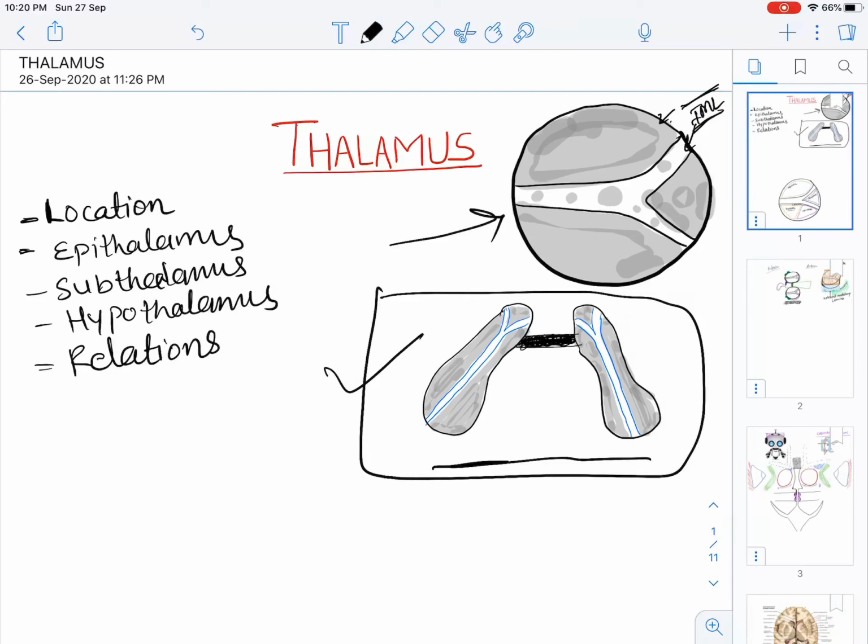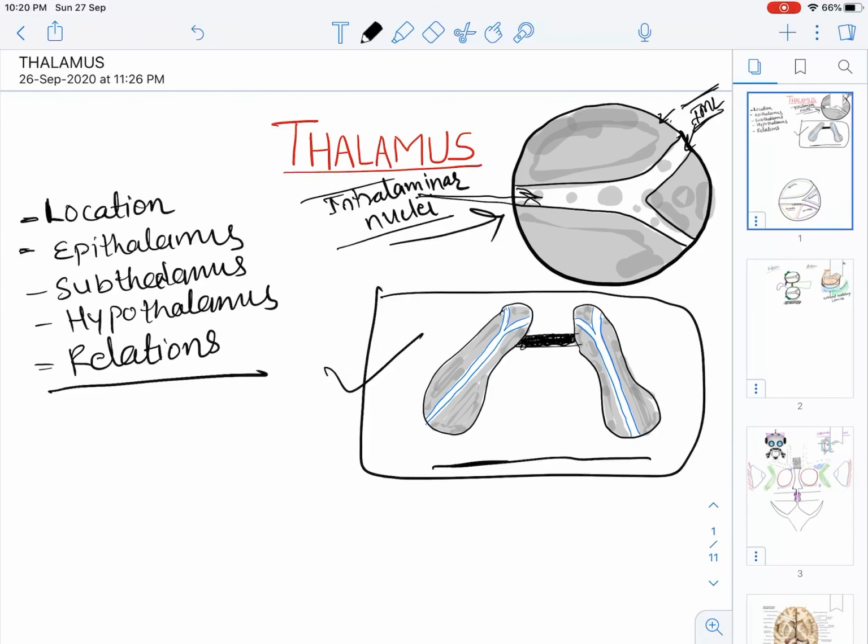Even though the internal medullary lamina is white matter, it has some gray matter bodies. Some cell nuclei are there in the white matter, and these are called intralaminar nuclei, because they are situated in the internal medullary lamina. So we will see the parts one by one.